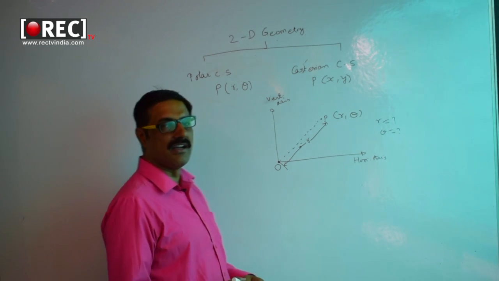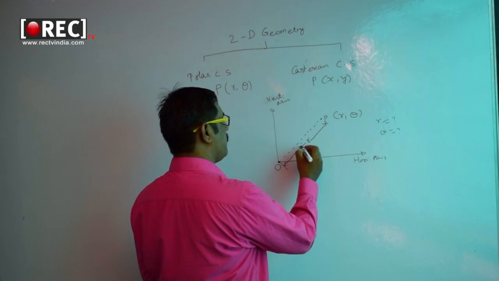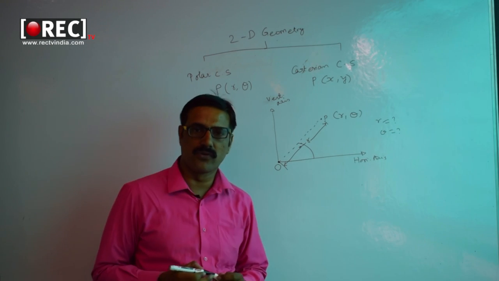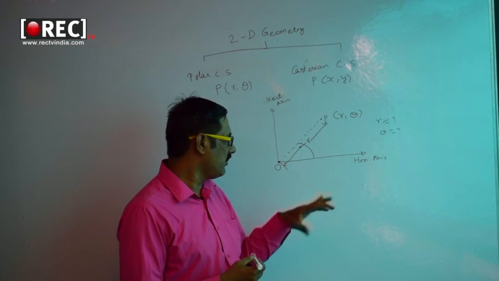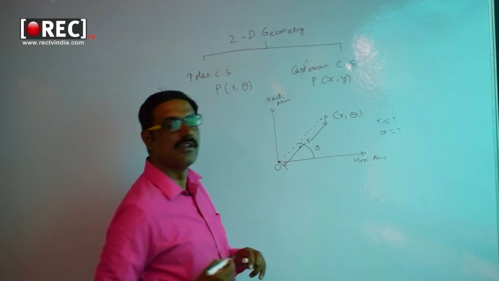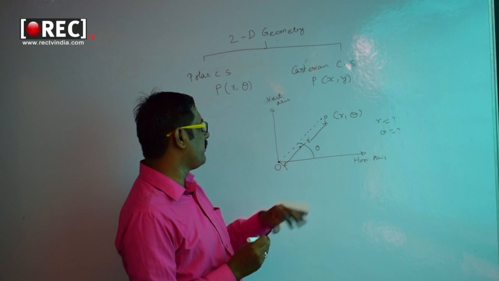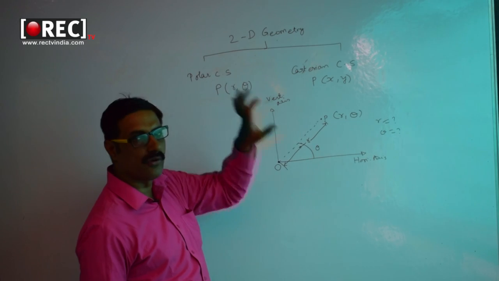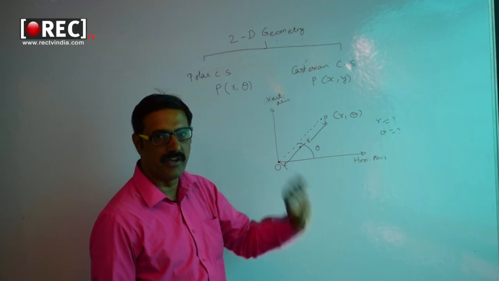Next, what is theta? The angle made by the radius vector OP with respect to the horizontal axis would be your theta. So, this angle represents theta. So, a point P(r, theta) in the polar coordinate system is represented in this way.